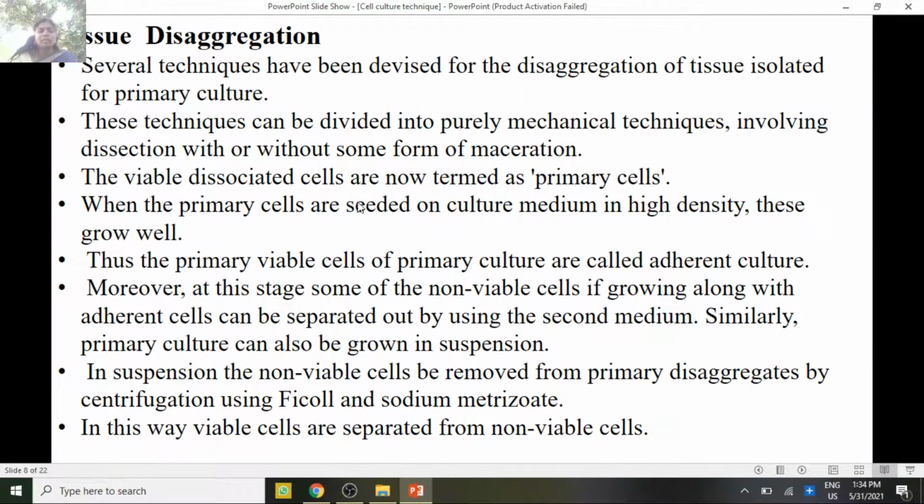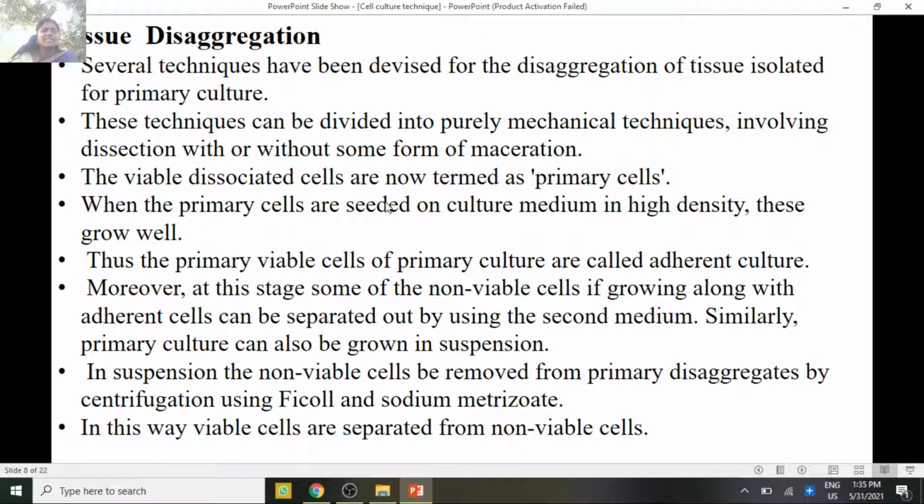The second step is the tissue disaggregation. Several techniques have been adapted or devised for disaggregation of tissue isolated for the primary culture. These techniques can be divided into purely mechanical techniques or involving dissection with or without some form of maceration. The viable dissociated cells are now termed primary cells.